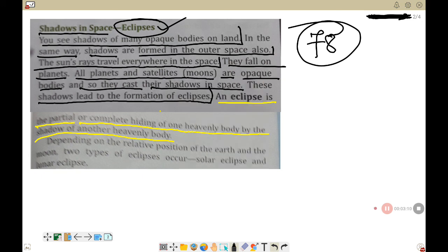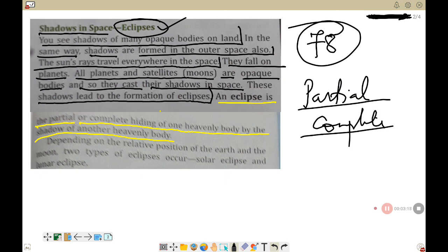Eclipse is actually partially hiding, अलिकति पार्ट, कम्ती पार्ट हाइड गर्नु, अथवा completely to hide what? One heavenly body because of the shadow of another heavenly body. Like one planet is hidden because of the shadow of another planet. So that is what we call an eclipse.